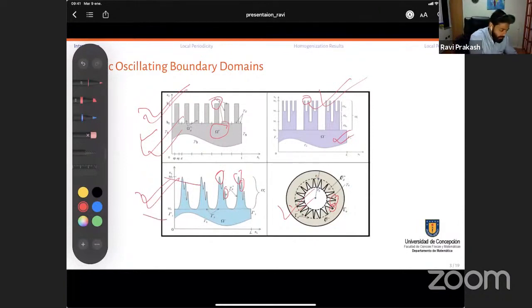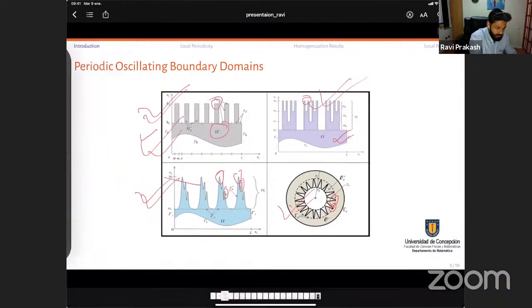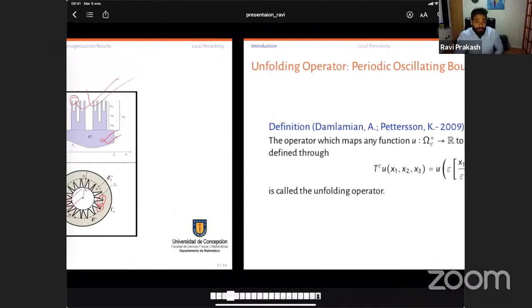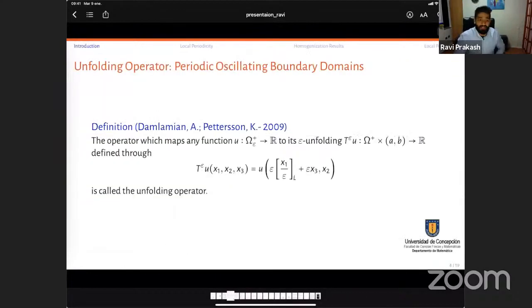Okay, so the details we can see here. The unfolding operator. Unfolding has been very well explained by Carmen, and before that Rajesh also explained the unfolding very well. But I'm giving the reference of the paper by Damlani and Peterson, which was the periodic unfolding for the oscillating boundary domain. Okay, and the idea was pretty much similar.